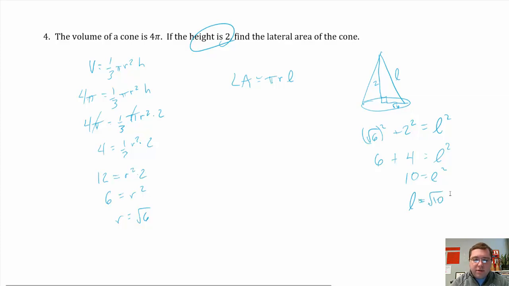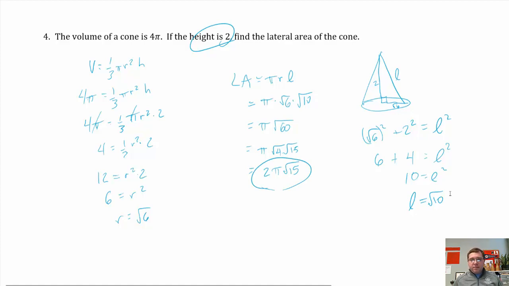Good. So now we know enough to be able to fill in the formula for the lateral area. Pi times r, which is radical 6, times L, which is radical 10. When we multiply two radicals together, we just multiply underneath. We get radical 60. Make sure we simplify that, because 60 is 4 times 15, and I broke it up as 4 and 15 because I know the square root of 4. Square root of 4 is 2. And I'll write the pi in the middle, 2 pi radical 15. Okay.